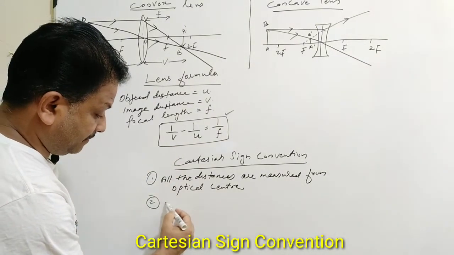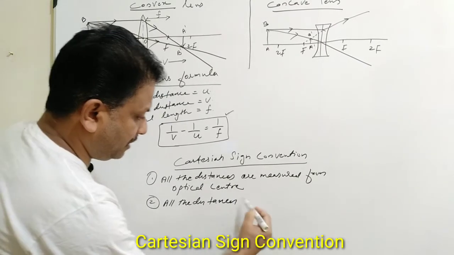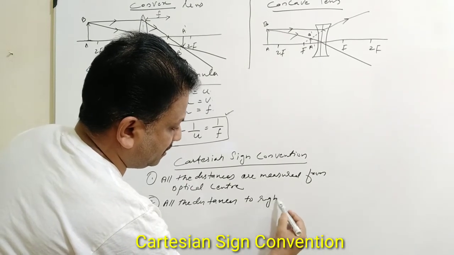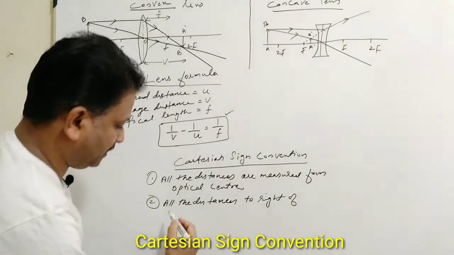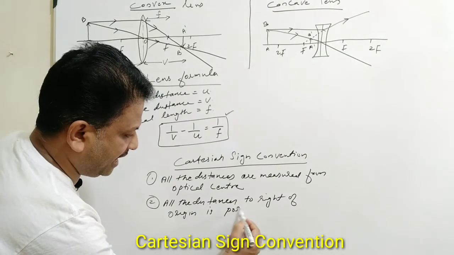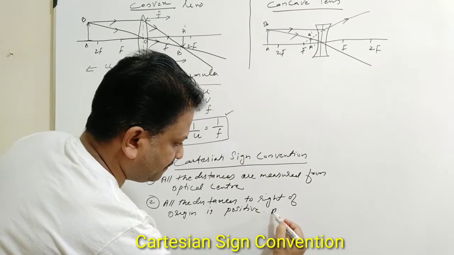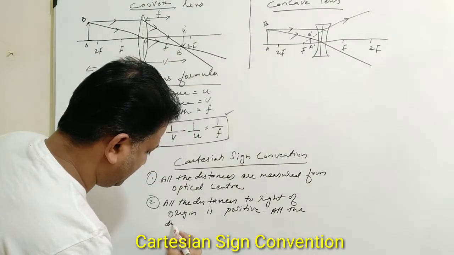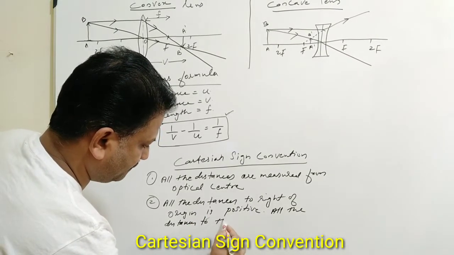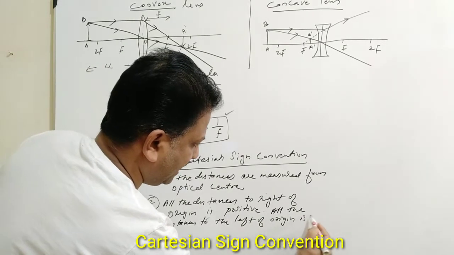Second rule: all the distances to the right of the origin are taken as positive. All the distances to the left of the origin are negative.